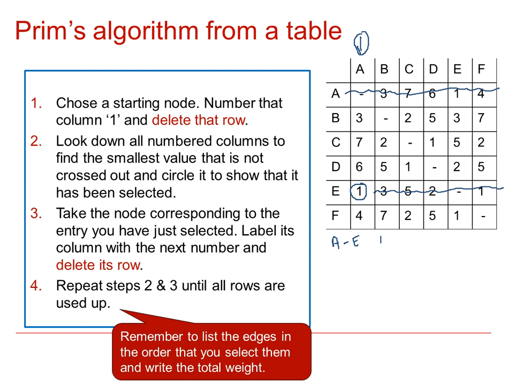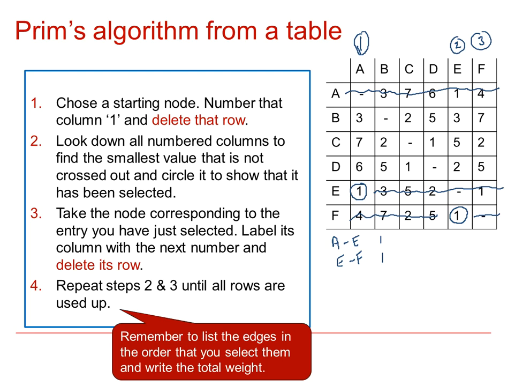We then label column E as being number 2, so that's the second node is E, and then we look down both columns to see that the smallest is the one at the bottom there, so therefore the next arc is EF, again size 1, and we delete the rest of row F and label column F as number 3.